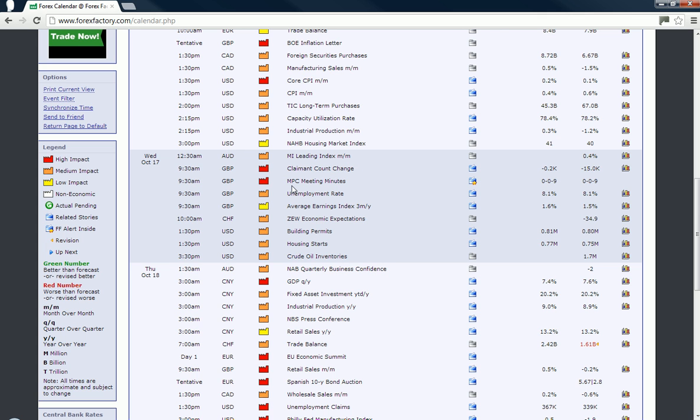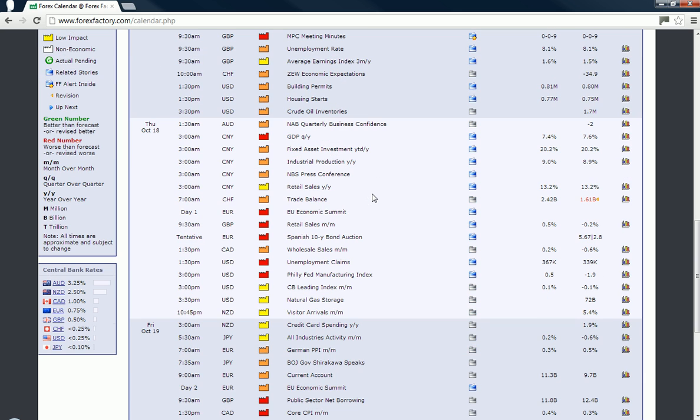And also we have the MPC meeting minutes at 9:30. On Thursday, it's day one of the EU Economic Summit, so keep an eye out for any news out on the wires out of that summit. At 9:30 we have UK retail sales, month-to-month numbers forecast at 0.5% from the previous minus 0.2%, so we're expecting some better numbers there. And tentative throughout the day will be the Spanish 10-year bond auction. Keep an eye on that, that will move markets.